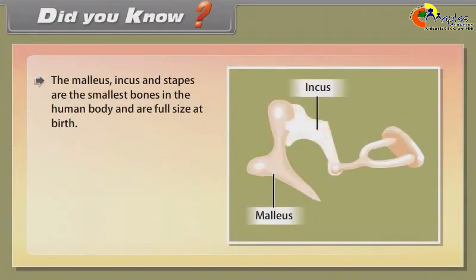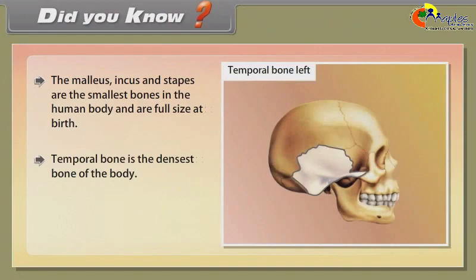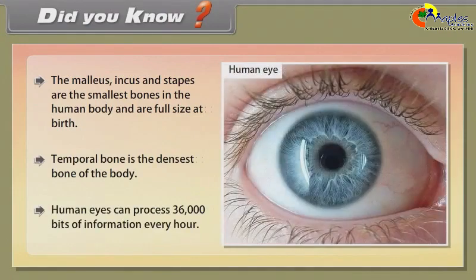Did you know? The malleus, incus, and stapes are the smallest bones in the human body and are full size at birth. The temporal bone is the densest bone of the body. Human eyes can process 36,000 bits of information every hour.